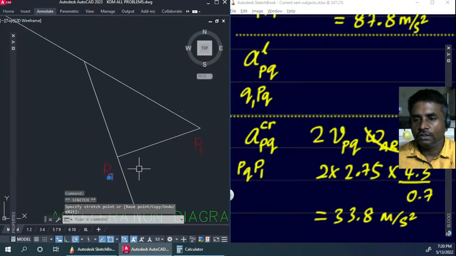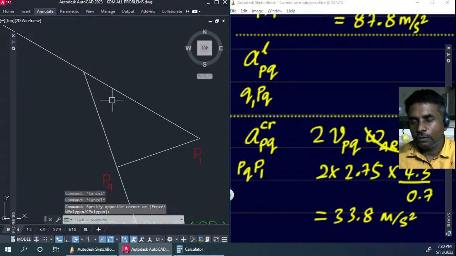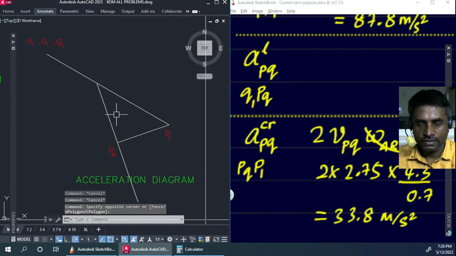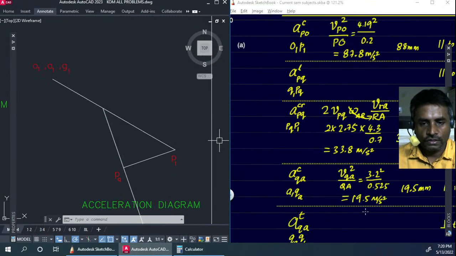Somewhere on that line we are going to get Q1. But where exactly, we don't even know yet, so we are going to keep it as it is for now. Next, let us see what other accelerations we found.